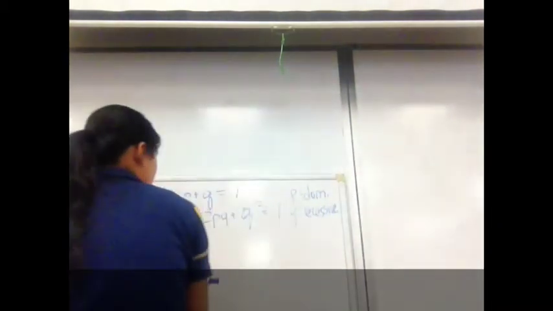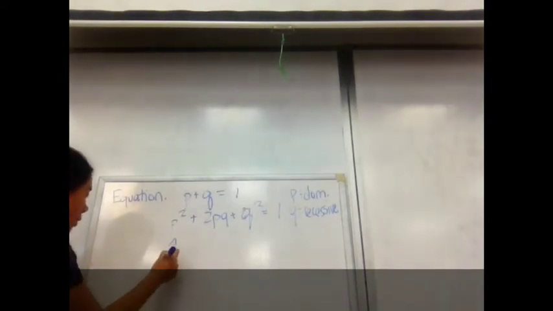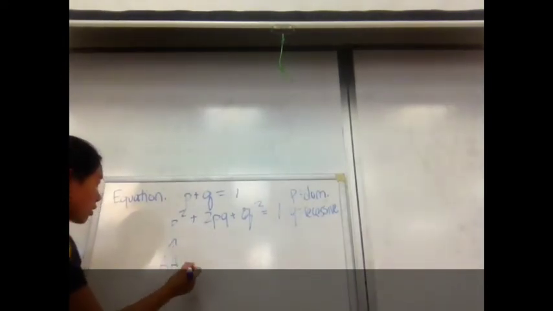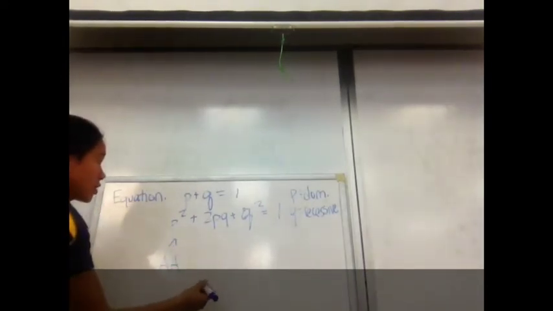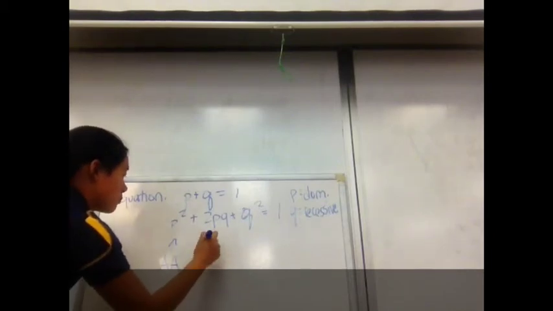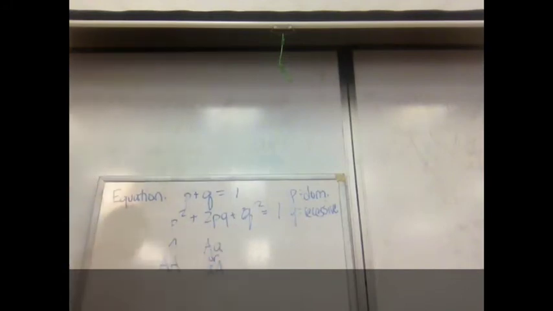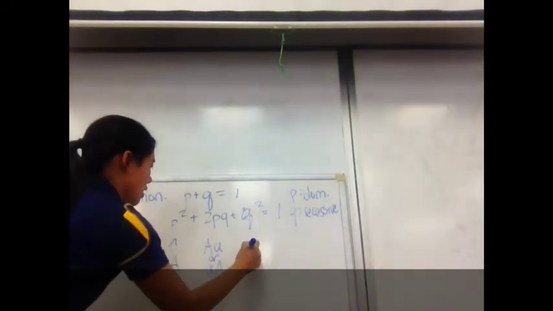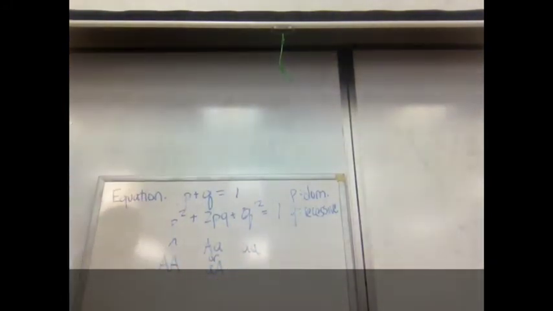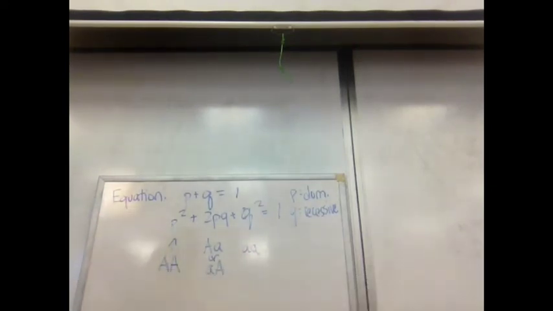So p squared would be the frequency of being homozygous dominant. 2pq would represent the fact that you are big A, little a. And q squared has to do with the frequency if you were little a, little a. So that's the equation explained. So what? How do you use it? How does it work? So now you have your trait.